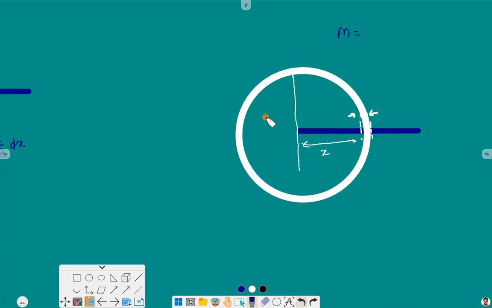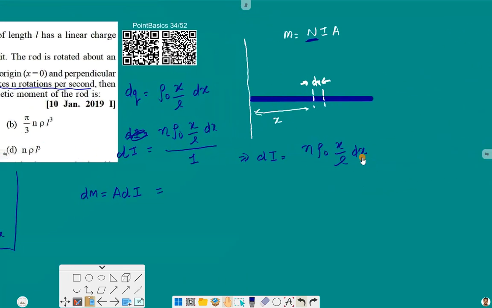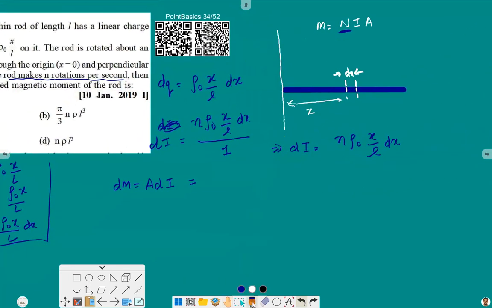So the area of this circle will be pi x square. So dm will become, area pi x square into di, that is n rho node x by L into dx. So it will be pi n rho node x cube divided by L into dx. This is the value of dm, and we can integrate it from limits 0 to the length of the rod, that is capital L.